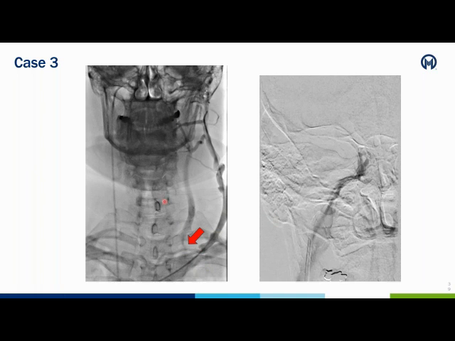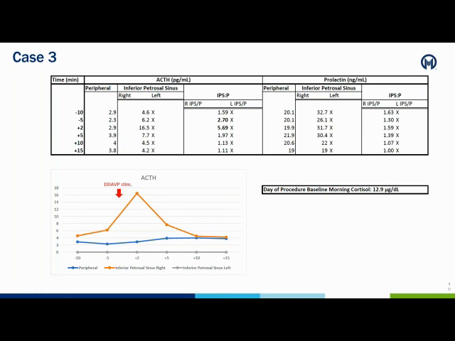So at some point, after trying for about an hour to get the catheter up, and even attempting to go to the contralateral side from the right side, we decided to proceed with the unilateral sampling. And that's the result that we got. We didn't get the sampling on the left, and that's the sampling we got from the right side.